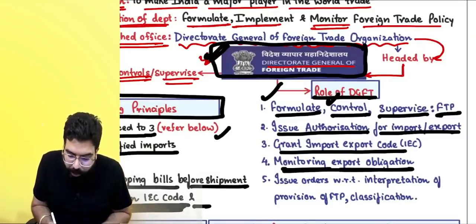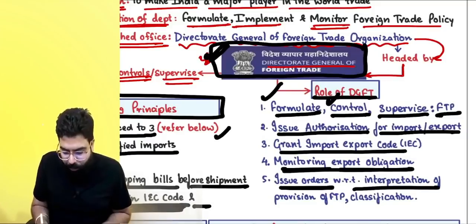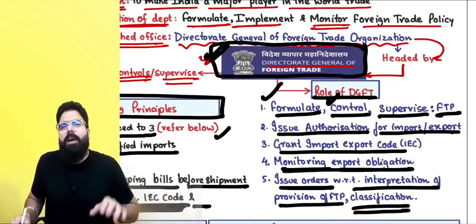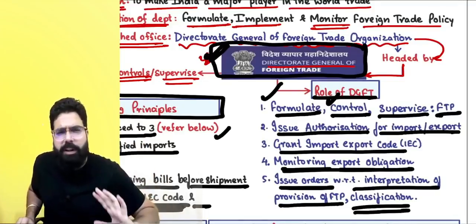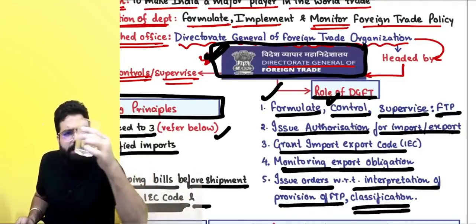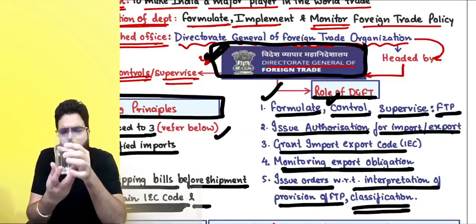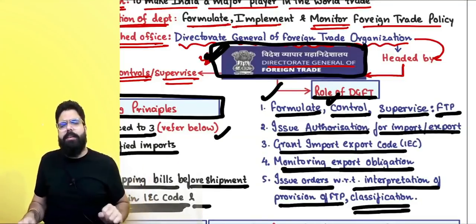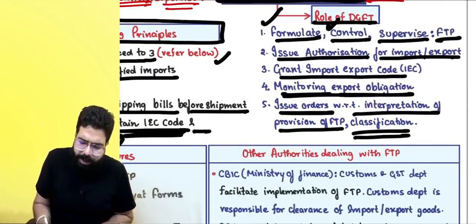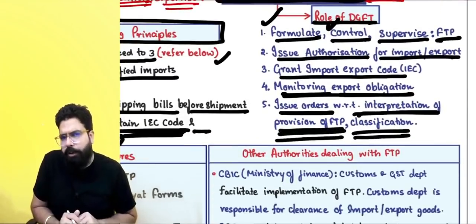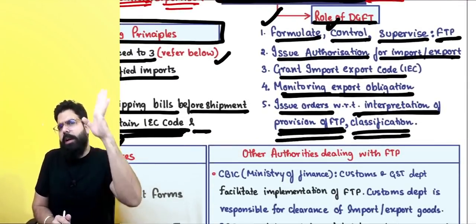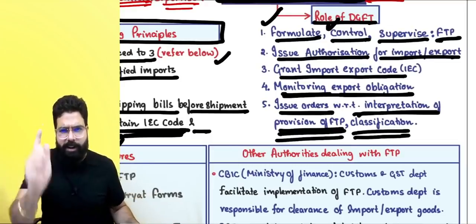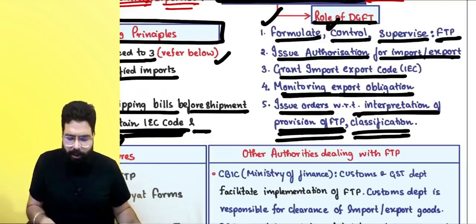Then he will issue an order with respect to interpretation of provisions of the foreign trade policy and classification. Whenever there is any problem with classification, should we classify this as a glass item or under crockery? Sir, where to classify? If you have any classification issue or any interpretation of foreign trade policy issue, you can go to the Director General of Foreign Trade. Whatever he says, his interpretation and classification is final.